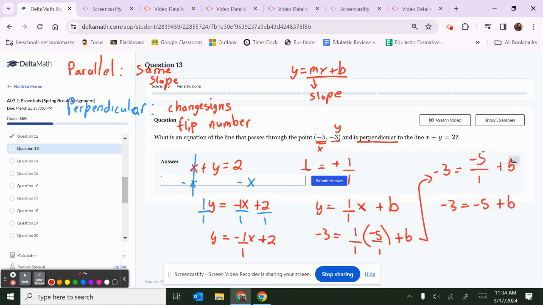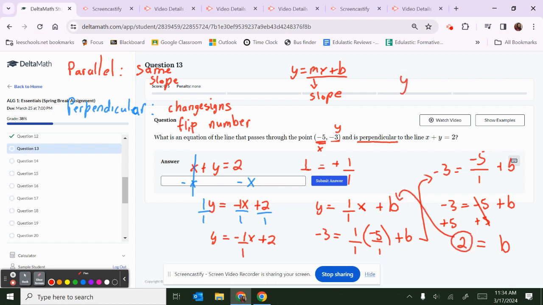All I have to do now is find b by adding 5 to both sides. So b is equal to negative 3 plus 5, which is positive 2. So again, guys, when you're doing parallel and perpendicular, your aim at the end when you're plugging in points is to find the value of b. So for my answer for my perpendicular line, I replace my b with this positive 2.